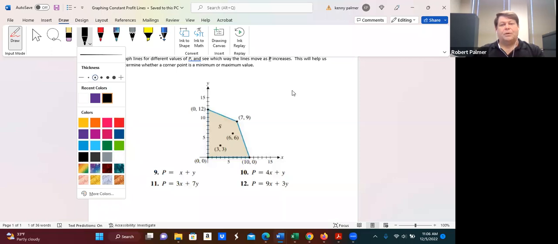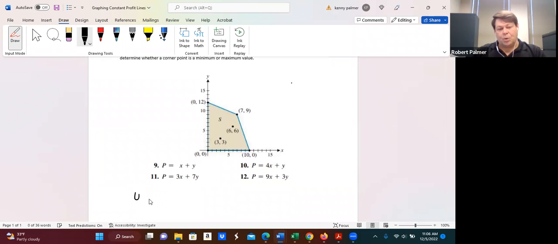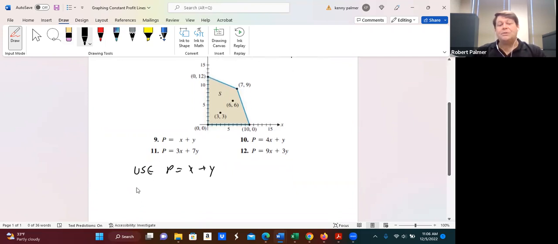In terms of which thickness, there we go. That's probably the one I want. Okay, so let's use P is equal to x plus y. Let's use that one. That's our constant profit line. And it's also on Desmos. We're going to use Desmos to help us out.